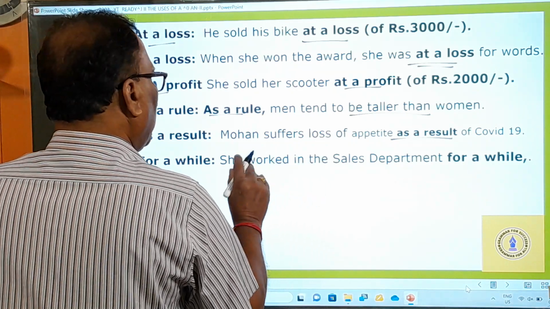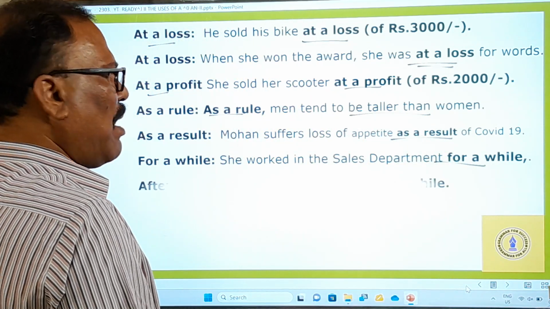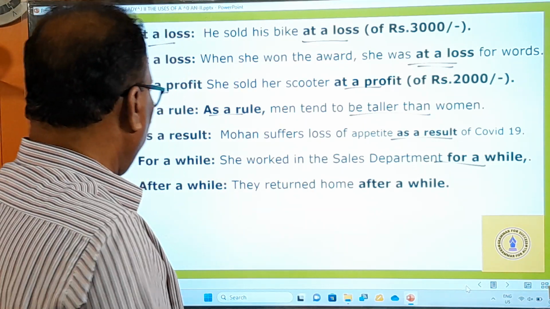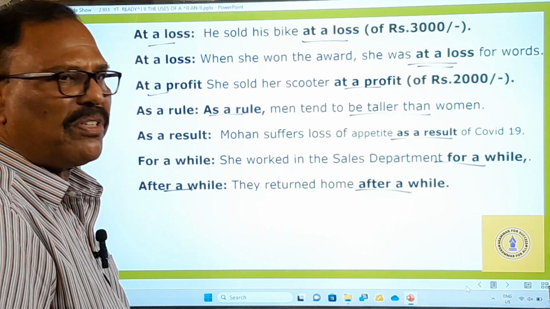For some time. She worked in the sales department for a while. Please learn all of them along with examples. They will be helpful for you in your everyday life also. And after a while, they return home after a while. After a while means after some time.